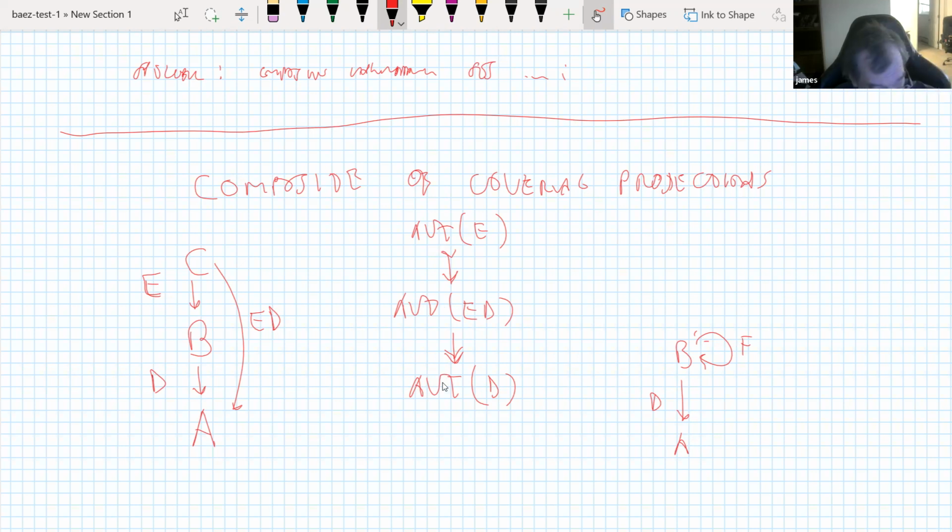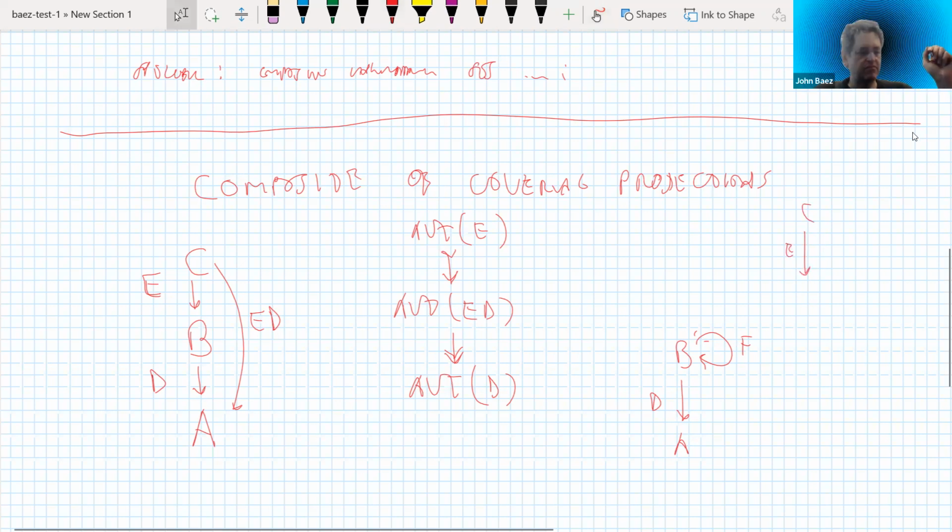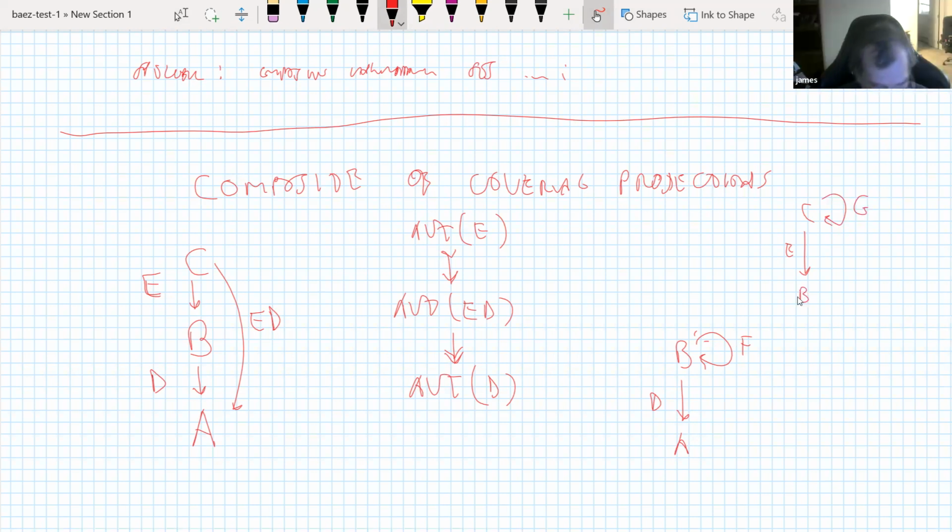Am I saying this right? Let's start with an automorphism of E. And it says that we're supposed to get an automorphism of ED from that. So do you have an idea how to do that? Yep, we compose E with D. Yeah, that's very simple.